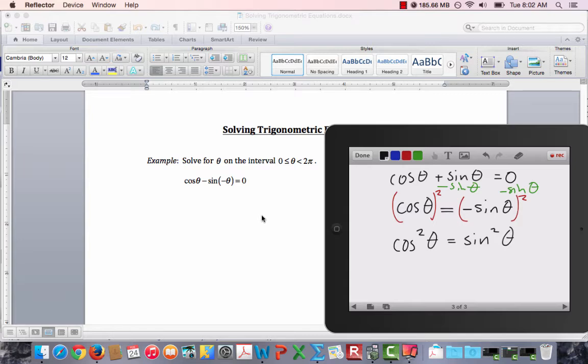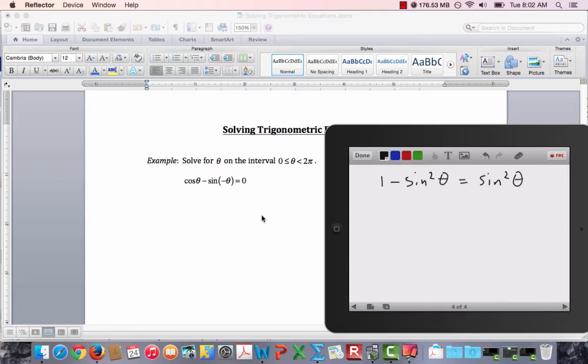So I end up with this equation now, and I am able to use a substitution to get entirely into, let's go into sine this time. So in order to get entirely into sine, I would need to substitute 1 minus sine squared theta in for cosine squared, and then on the right hand side I'm going to have sine squared theta still. So now I would like to set this thing equal to 0 and see what happens. So let's subtract sine squared from both sides, and we end up with minus 2 sine squared theta plus 1 is equal to 0.